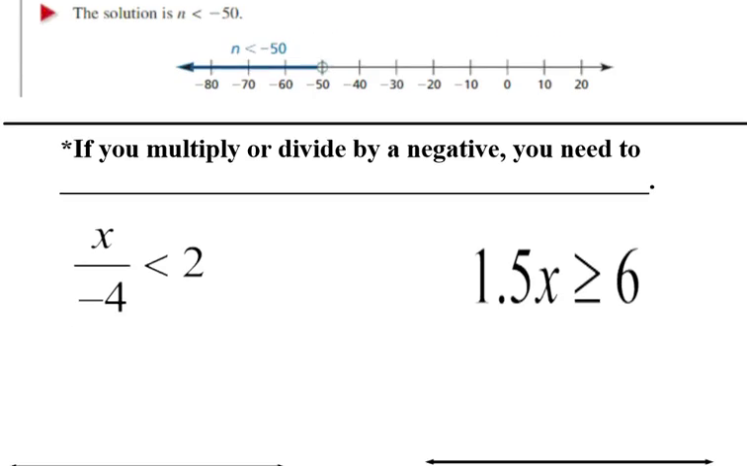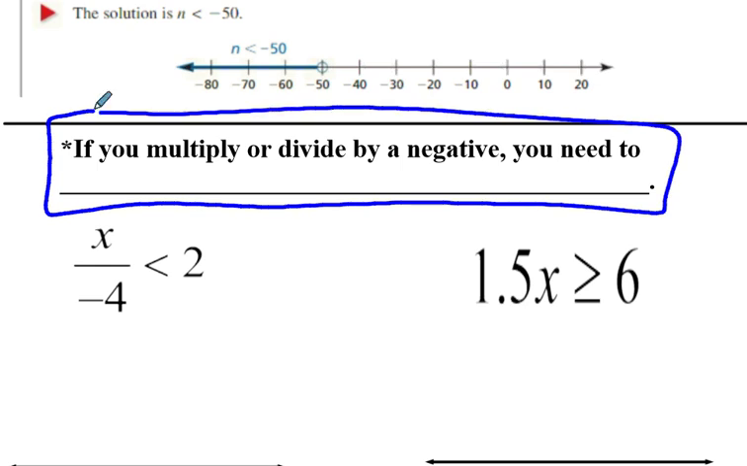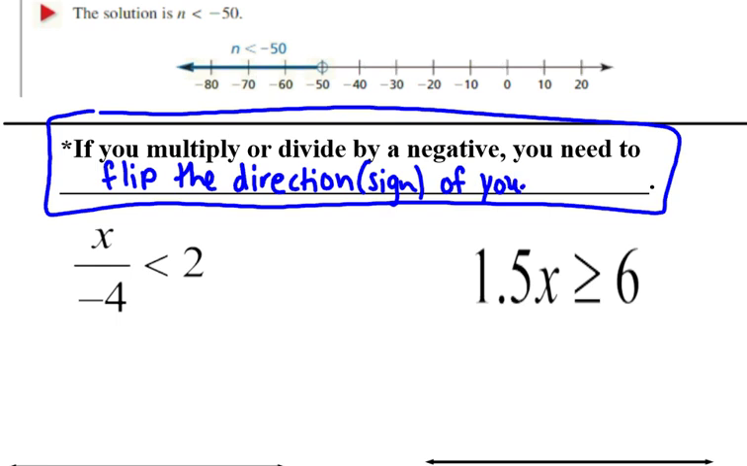After you've titled it, you should write this at the top of the section to remind yourself. You should write, if you multiply or divide by a negative, you need to flip the direction, which is the sign, of your inequality. You need to switch it. We talked about why this was true. There is a question on the quiz that asked about this.